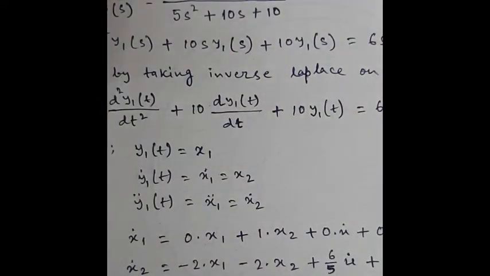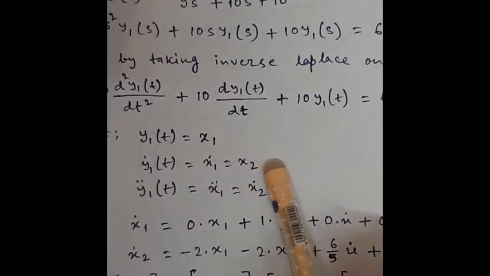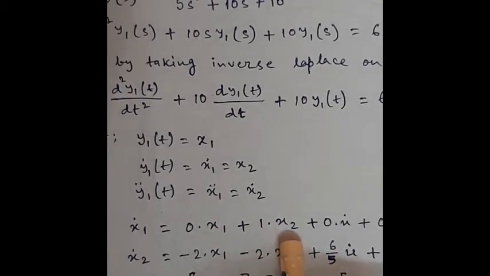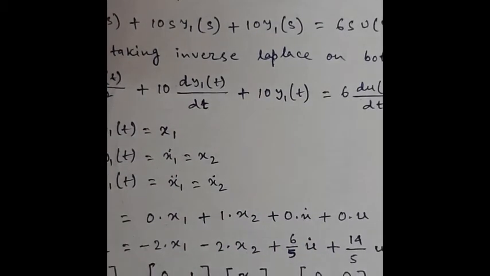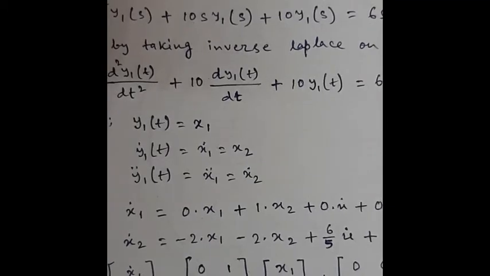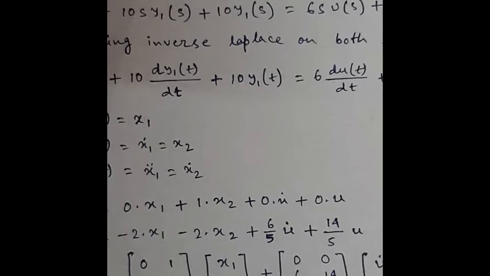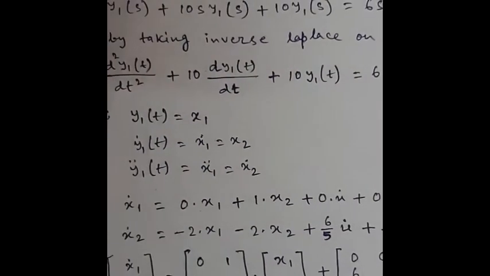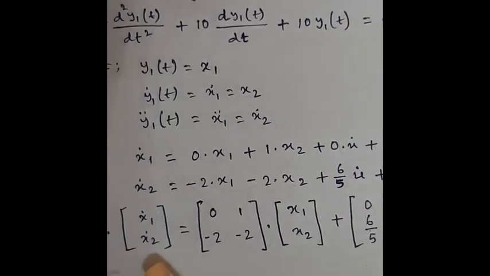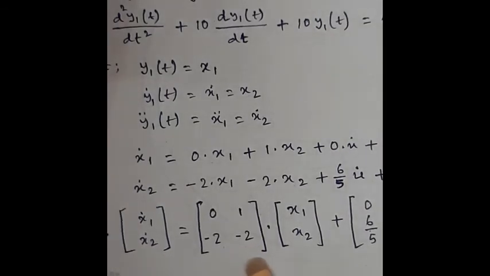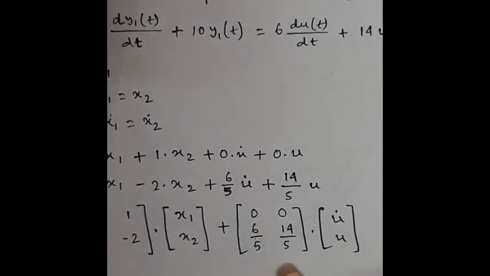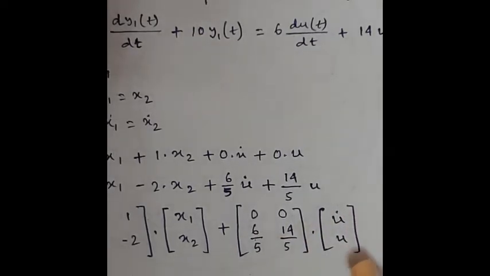Now if we take the equation x1 dot equals x2, so we can write this equation x1 dot equals 0 into x1 plus 1 into x2 plus 0 into u dot plus 0 into u, and the other equation x2 dot equals minus 2x1 minus 2x2 plus 6 by 5 into u dot plus 14 by 5 into u. So from these two equations we can write a single matrix form, that is [x1 dot; x2 dot] is equal to the square matrix [0 1; -2 -2] into [x1; x2] plus [0 0; 6/5 14/5] into [u dot; u].